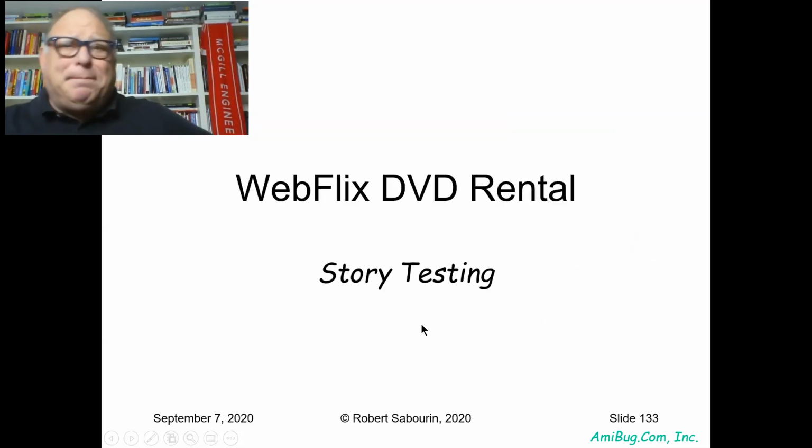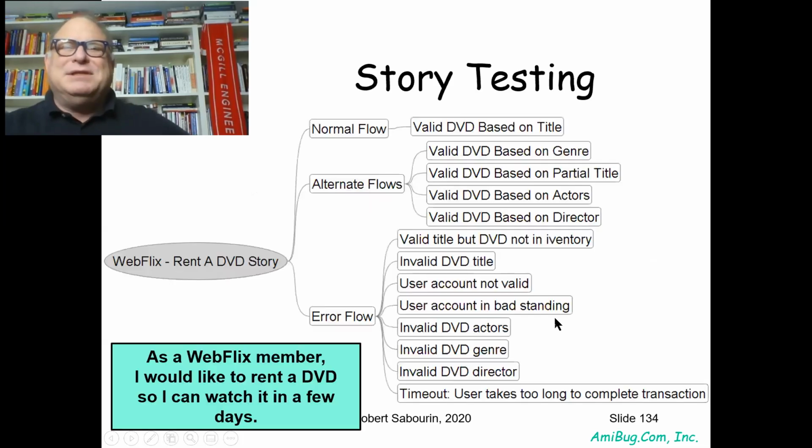Just to give you a few examples here, this is one from an old online DVD rental story. This probably should be modernized to be for an online movie streaming service, but right now this is Webflix, predates Netflix, a testing example of a company that rents DVDs online. So the story we're picking here is basically, as a Webflix member, I would like to rent a DVD online so I can watch it in a few days. So DVD, watch it in a few days, makes perfect sense.